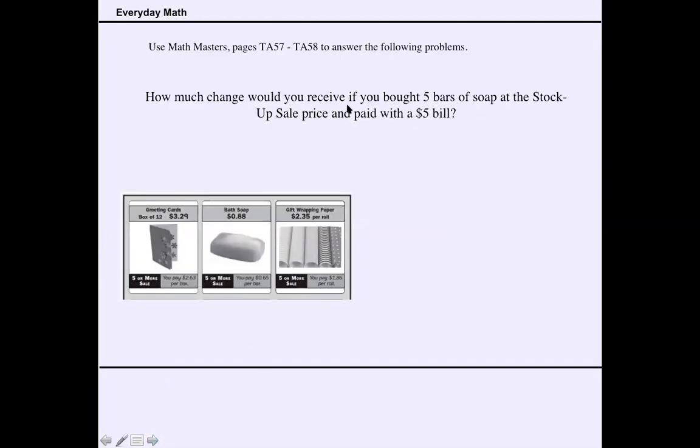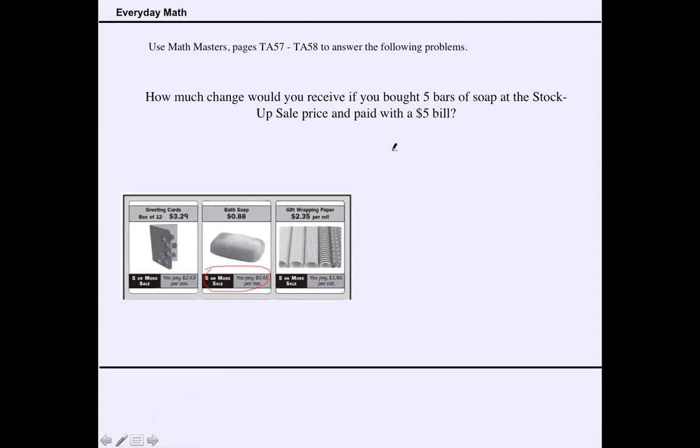How much change would you receive if you bought 5 bars of soap at the stock-up sale price and paid with a $5 bill? So let's look at our soap. Our stock-up sale price is 65 cents. So how much change would you receive if you bought 5 bars of soap at the stock-up sale price and paid with a $5 bill?